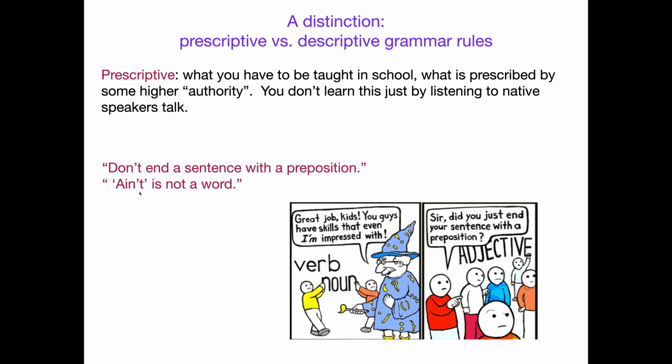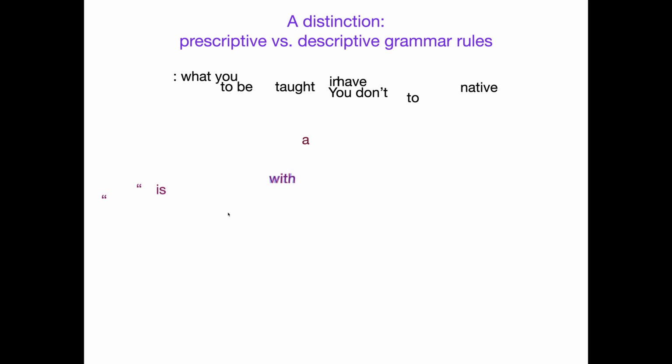Another example of a prescriptive rule might be, ain't is not a word. Well, in some dialects that's true, right? But in other dialects, ain't is very much a word. I ain't doing that, right? That's absolutely something that someone would say. So in order to not use it, they have to be prescribed this particular rule, right? So that's a prescriptive grammar rule.